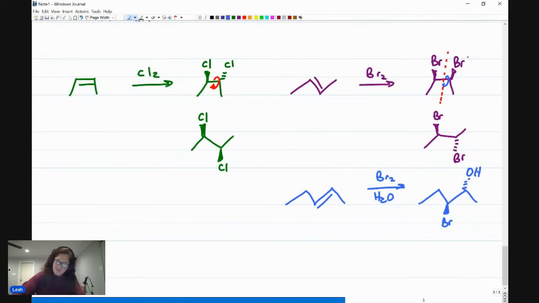So what does this have to do with meso? It looks like absolutely nothing, but I want to show you what happens if I rotate it and I pretend that the substituents are the same.